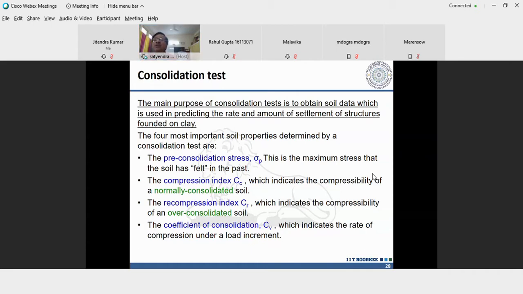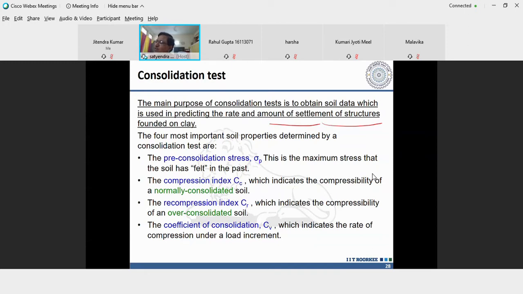So, friends, this is the consolidation test, and the main purpose of the consolidation test is to obtain soil data which is used in predicting the rate and amount of settlement of structures founded on clay. Because clay is a very problematic soil, and therefore every civil engineer is interested to know what is going to be the ultimate settlement of the structure if it is founded on clay.